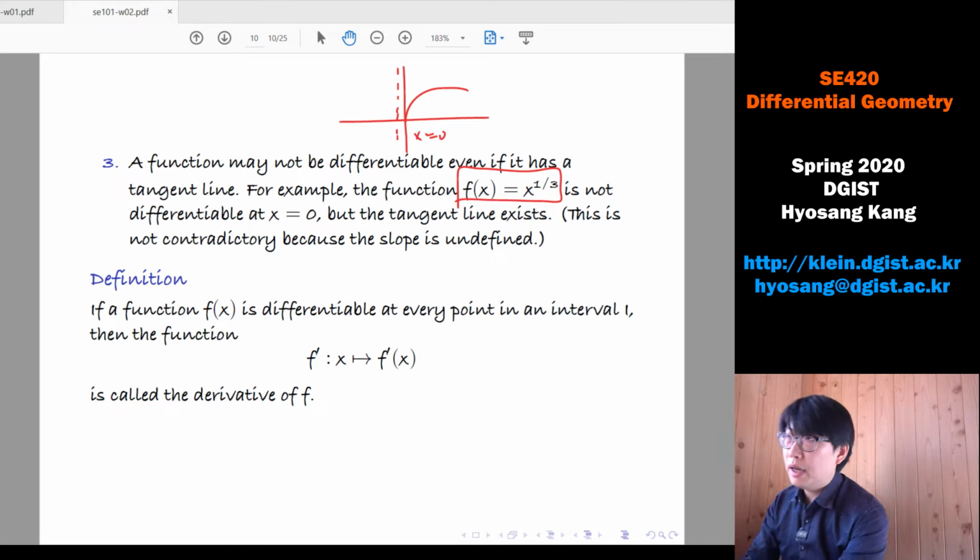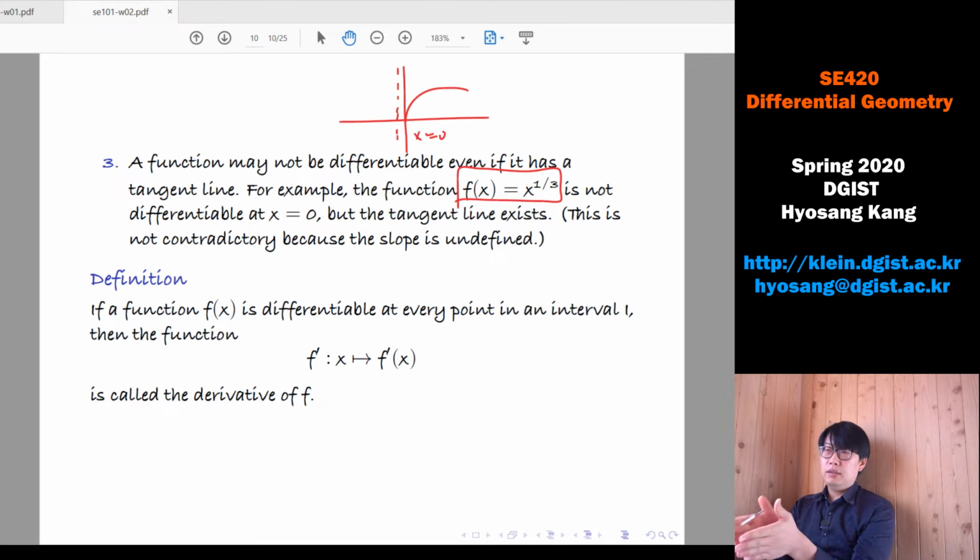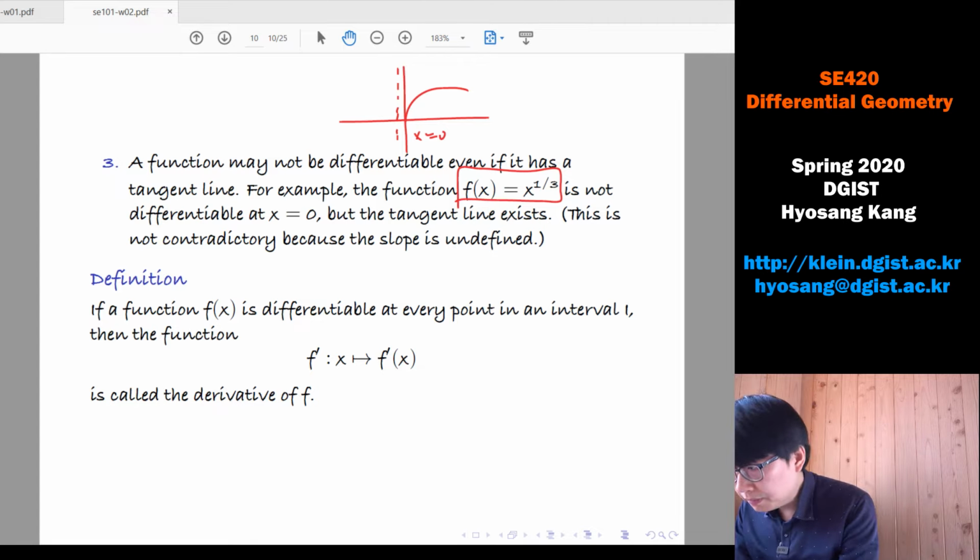Simply, a tangent line is a line in the two-dimensional plane which is tangent to this graph. This tangent line happens to be a vertical line. It still is a tangent line, but it's not differentiable. You can check by definition, or simply because the slope is infinite. You don't have a derivative at x equals 0. So having a tangent line does not mean that this is differentiable.